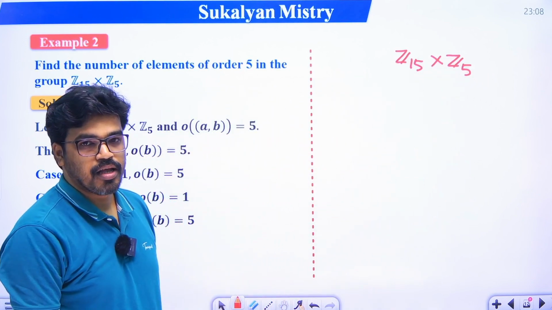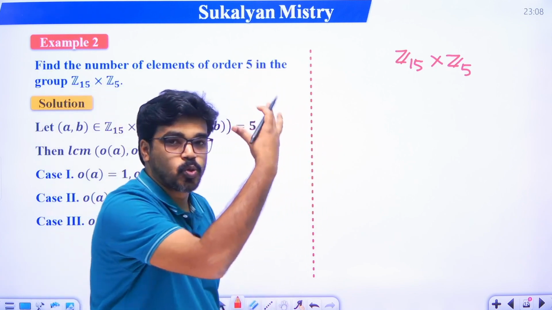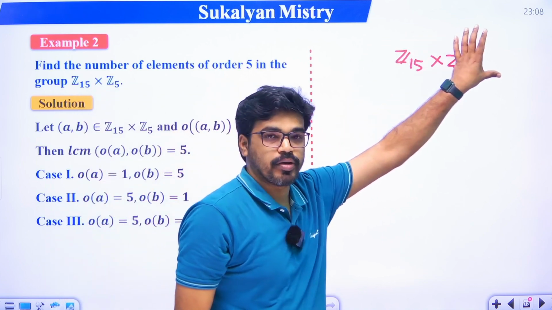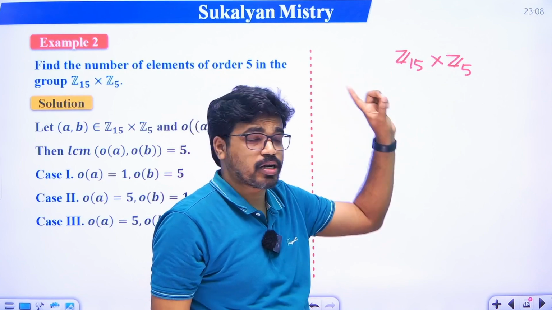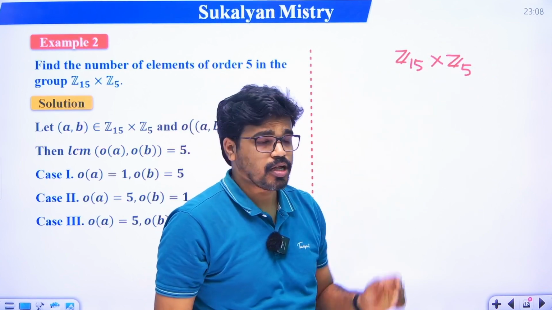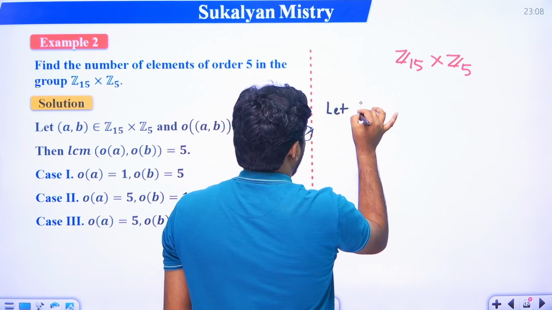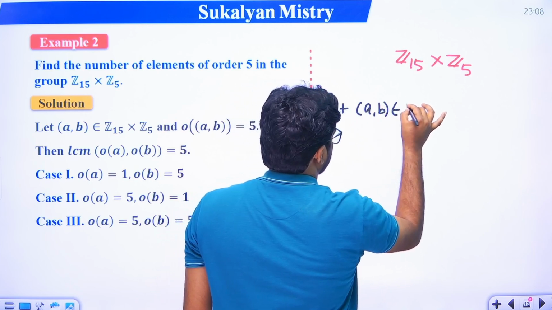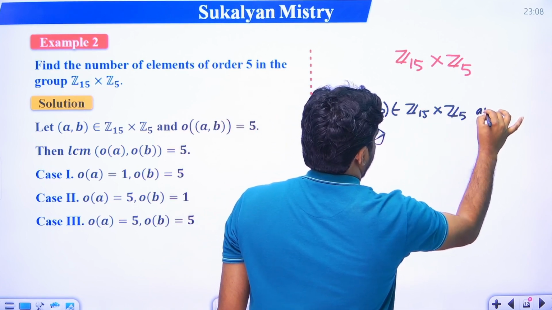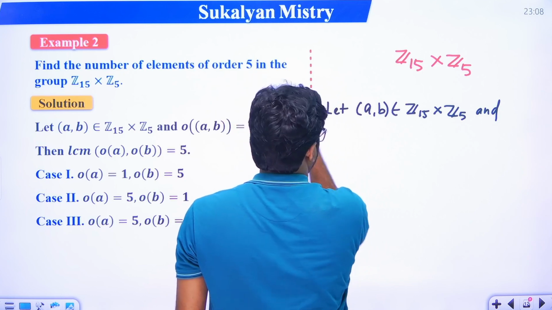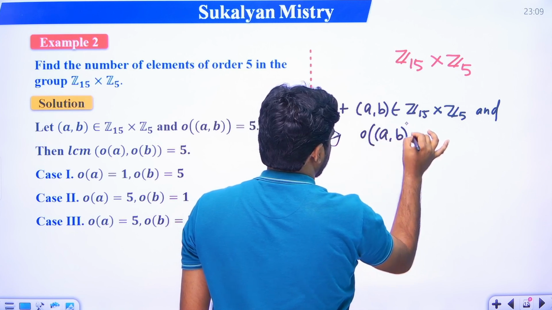Okay, find the number of elements of order 5. How many elements of order 5 will there be in this group? Okay, the number of elements of order 5 in this group. So in the same way, let (a, b) belong to Z15 cross Z5 and we have to find the number of elements of order 5, and order of (a, b) will be 5.